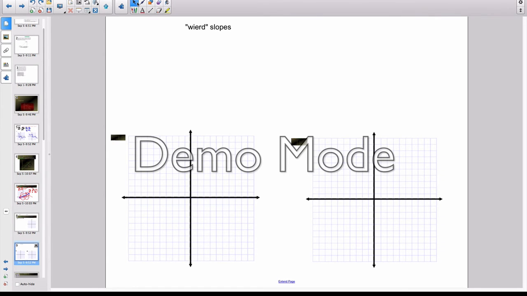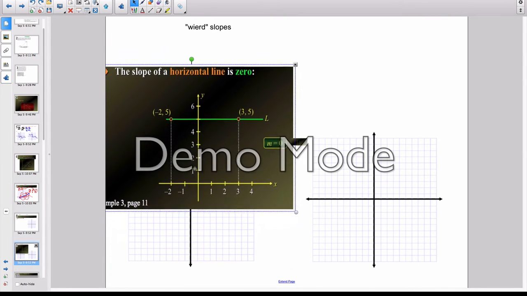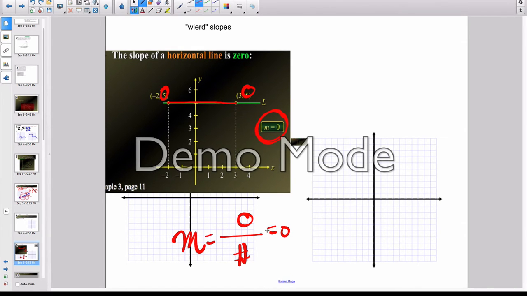Alright, so there's a couple of weird slopes. When we have a horizontal line, that slope is 0. Horizontal line, when the y values are the same, there's no rise. That's like 0 rise over some run. That's going to give you a slope of 0.